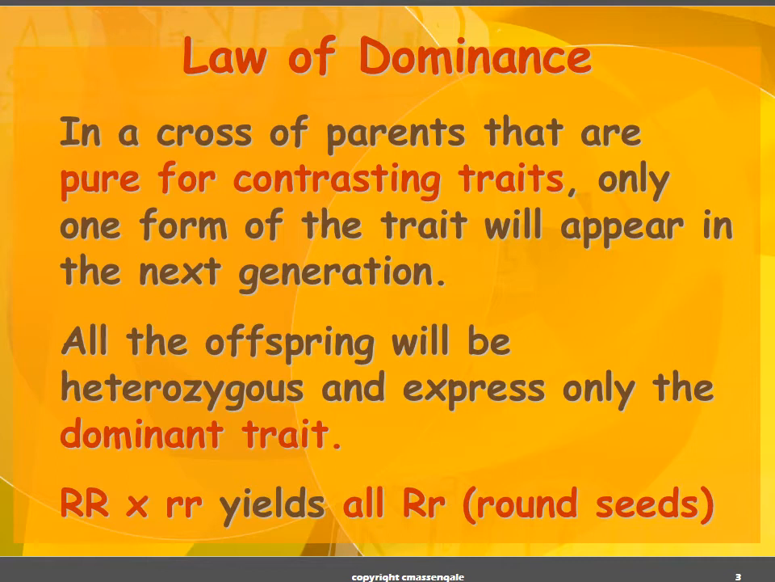Only one form of that trait will appear in the F1 generation, or the next generation. So in other words, all of the offspring will be heterozygous, and they will be expressed as the dominant trait. Now you all saw this when we were having a look at the seed traits, especially the round versus wrinkled seeds. Remember, if we had a homozygous dominant and a homozygous recessive, we would get all heterozygous individuals, but these would all show that they had round seeds, so they will only express the dominant trait. So that was the first law that Mendel came up with, the law of dominance, right?